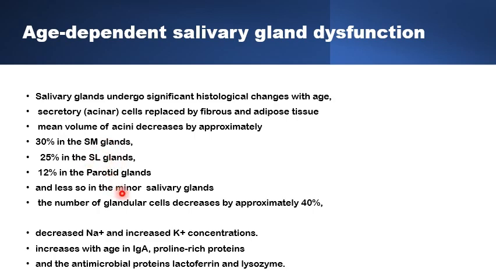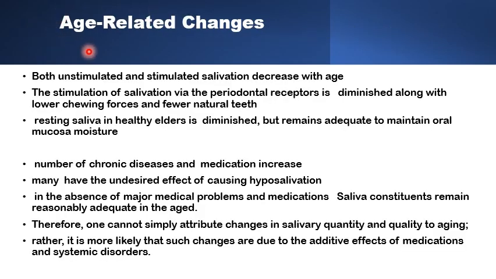It does not only affect the volume of the saliva secreted, but also its composition, with a decreased sodium and increased potassium concentration of the saliva. And also with age, you would have increased levels of IgA and proline-rich proteins and antimicrobial proteins such as lactoferrin and lysozyme. The effect of age on salivary gland function affects both the stimulated and the unstimulated salivation. Both decrease with age, but it is the stimulated part which is affected much more than the unstimulated part.